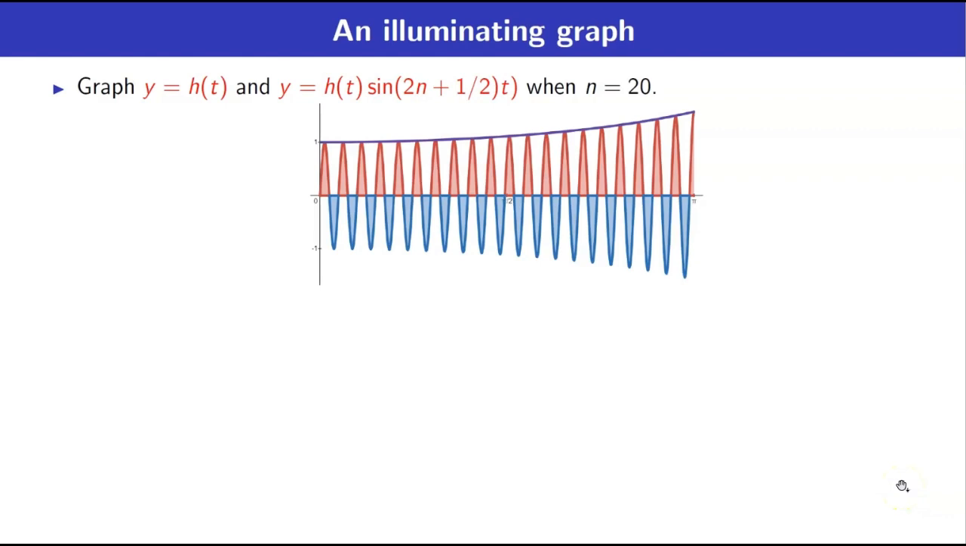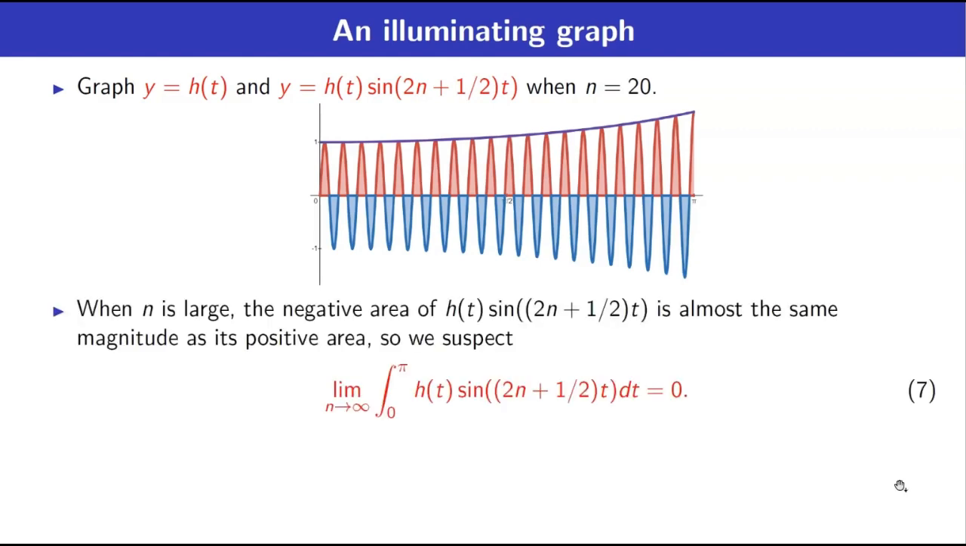Let's examine the integral by taking a look at the graph of h of t and the graph of h of t times the sinusoid when n equals 20, which is the one from the thumbnail. Multiplication by the sinusoid turns h of t into a function whose negative part is more or less a small shift of its positive part, so we expect the integral to be close to 0. More precisely, we suspect that the limit of the integral is 0 as n goes to infinity. See equation 7. This is indeed the case, and we'll verify this using integration by parts.